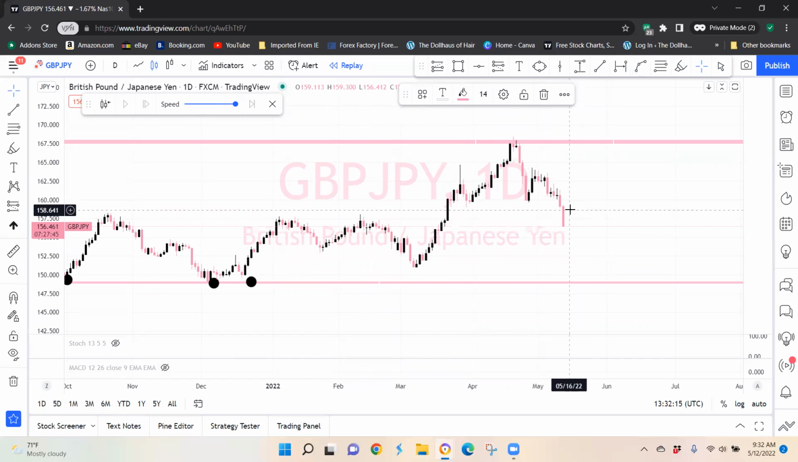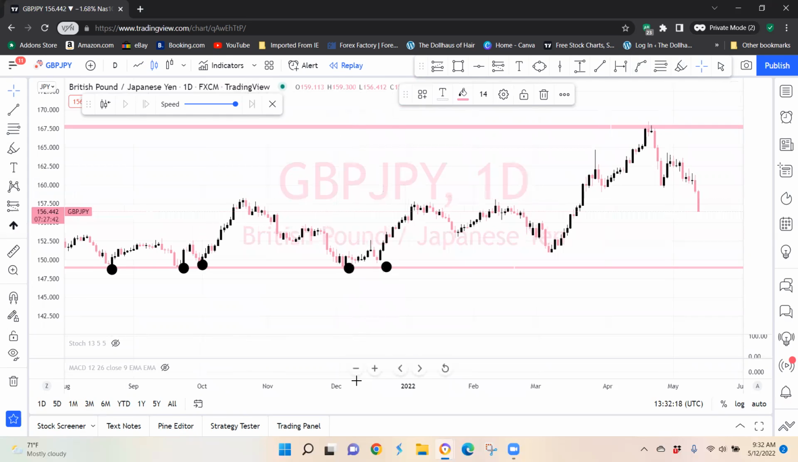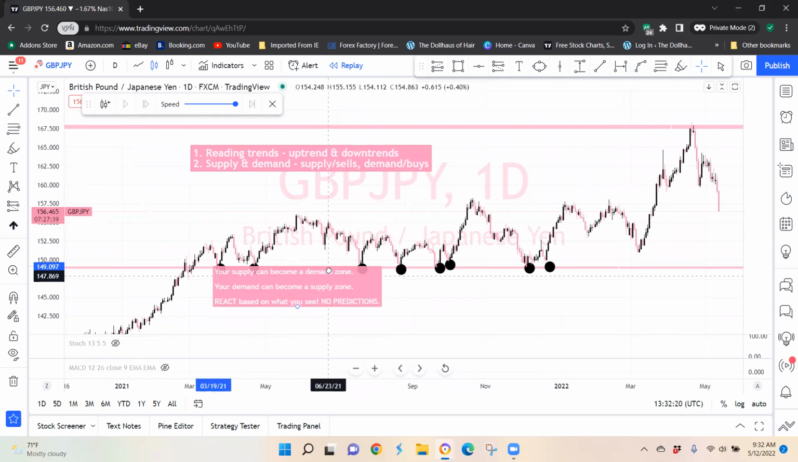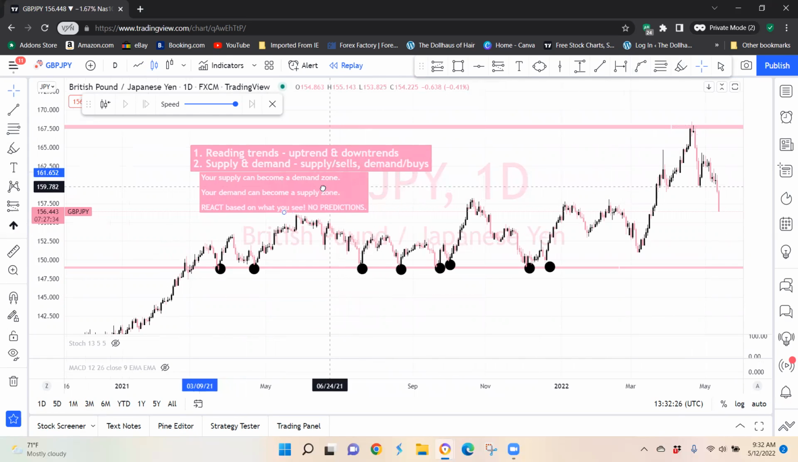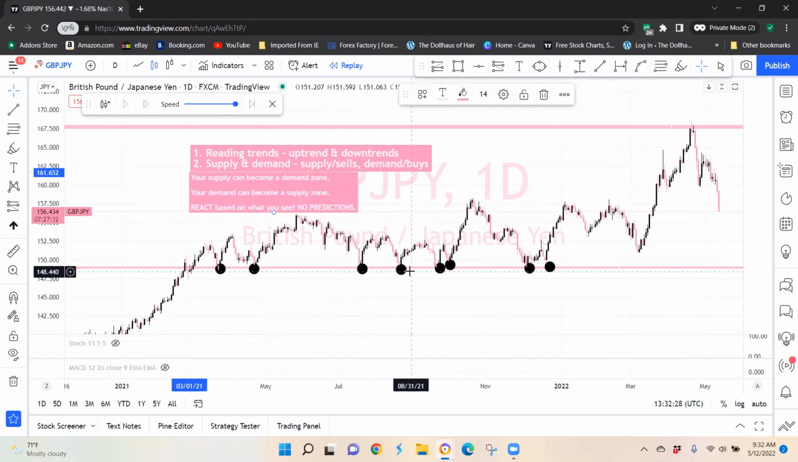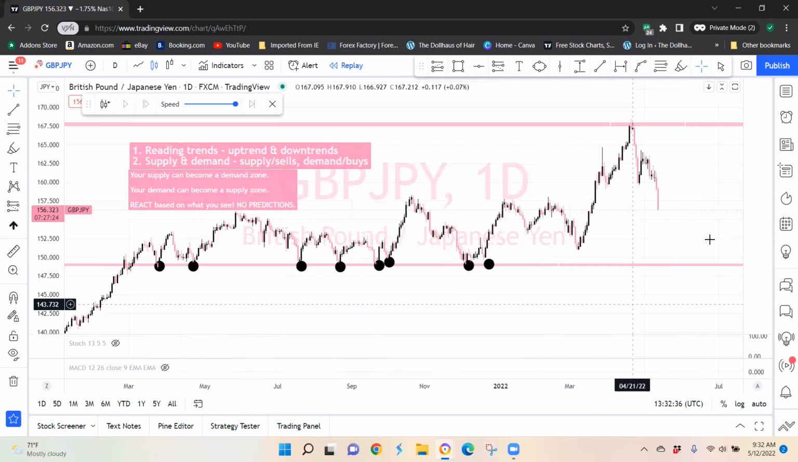So, anyways, let me see what happened to our notes, because I want y'all to have these. They're right there. Like I was saying, your supply zone can become a demand zone, and your demand zone can become a supply zone. What that means is somewhere later down the line, even though we know that a strong sale took place here, price can break through, and this can then become a buyer zone, and price will buy up to the next potential supply zone.